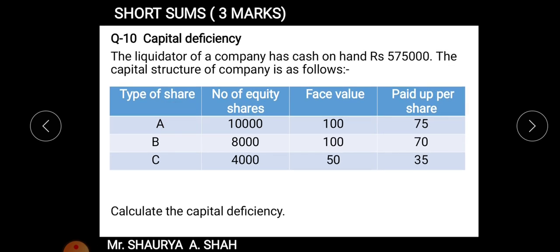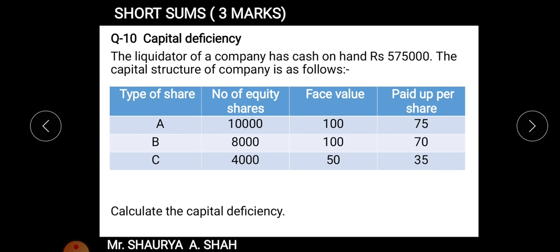For example, if I ask you for type A equity share, how much amount do you need to pay back? So you will say 10,000 into 75, sir, right? So you will have to pay back 7,50,000. Next you will say 8,000 into 70 rupees per share, right? So that will be the amount to be paid to share B. 4,000 into 35. So that will again be to be paid to equity share C, right?